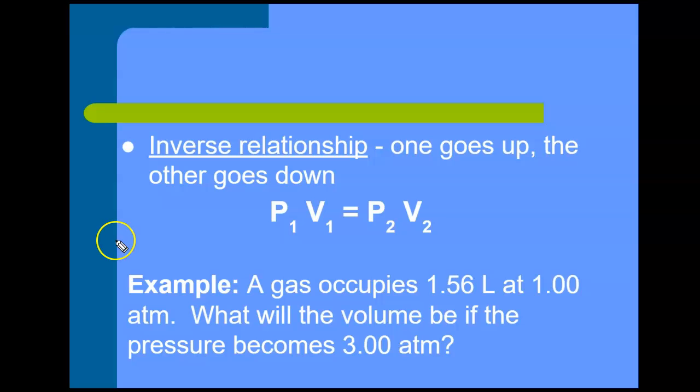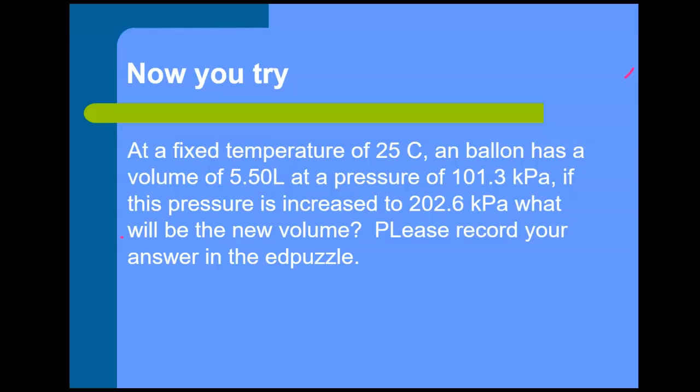Okay, so at this time, I'd like you to try this on your own. You try. At a fixed temperature of 25 degrees Celsius. Since it says fixed temperature, we are not going to need to worry about that. It's going to stay the same. A balloon has a volume of 5.50 liters at a pressure of 101.3 kPa. If this pressure is increased to 202.6 kPa, what will be the new volume? This is going to be an answer you should record in your Edpuzzle.